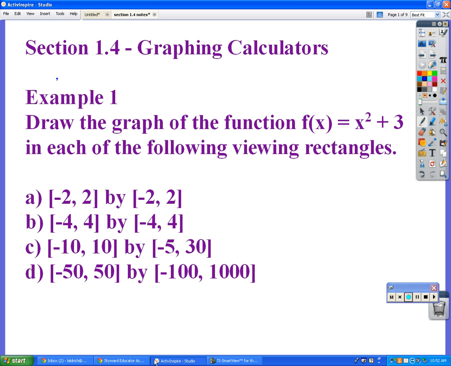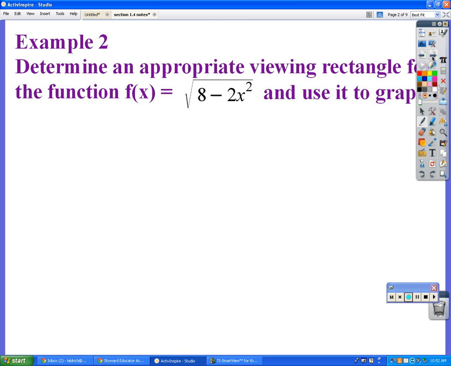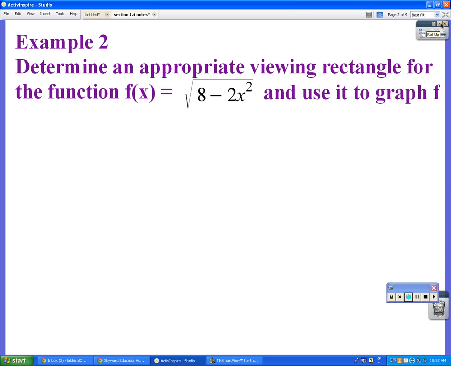All right, so is everybody comfortable with changing the viewing window on your graphing calculator? All right, so do that now. Take this graph here, square root of 8 minus 2x squared, that's all underneath the square root, and give me a nice viewing window that you would want to use to look at that.